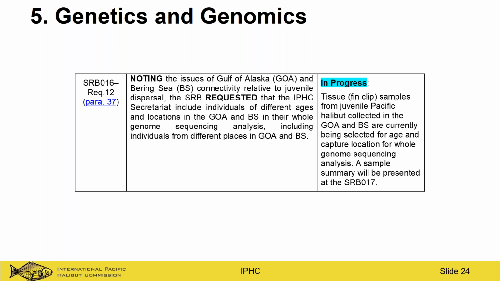So the next couple of slides here are in response to the request that the SRB made, that the IPHC Secretariat include individuals of different ages and locations in the Gulf of Alaska and Bering Sea in their whole genome sequencing analysis, including individuals from different places in the Gulf of Alaska and Bering Sea. And so, yeah, I just wanted to provide kind of a summary of the samples that we actually have available to address this research objective. Next slide, please.